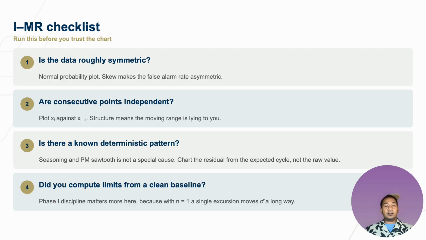Is there a known deterministic pattern? A seasoning and PM sawtooth is not a special cause. Charting the raw value will generate constant alarms. Chart the residual from the expected cycle instead. Did you compute the limits from a clean baseline? Phase 1 discipline matters more here than anywhere, because with n equals 1, a single excursion moves sigma hat a long way. 4 checks, maybe 20 minutes, and the individual chart is the one that you build most often. So it is 20 minutes you will spend repeatedly.